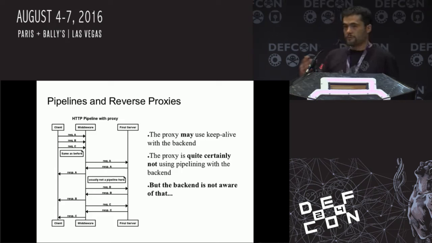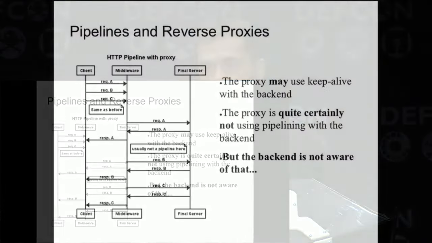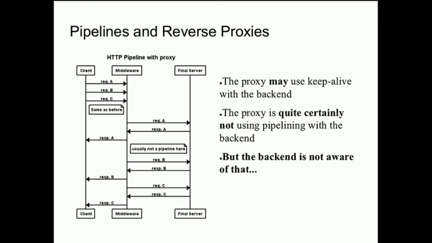If you have a reverse proxy, like an SSL terminator or reverse proxy cache, and you make a pipeline to the reverse proxy, it will talk to the backend without the pipeline. It will make just a simple HTTP 1.0 or 1.1 keep alive connection, but it will not use a pipeline when it talks to the backend. The problem is the backend doesn't know that there's no pipeline. So if you can make the reverse proxy play something which looks like a pipeline, the backend may see several requests and send several responses, but the reverse proxy doesn't want several responses.